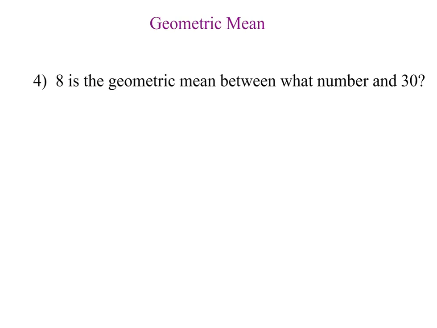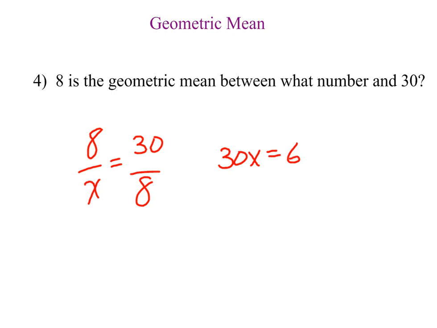And we'll try one more, just for some extra practice. Go ahead and do this. 8 is the geometric mean between what number and 30? Pause it if you want. Okay, so I'm going to set up the 8's diagonal from each other because it is the geometric mean. And between what number and 30, it doesn't matter which one I put where. When I cross multiply, I'll get 30x equals 64. I divide by 30. What was that, 2 point something? 2.1.